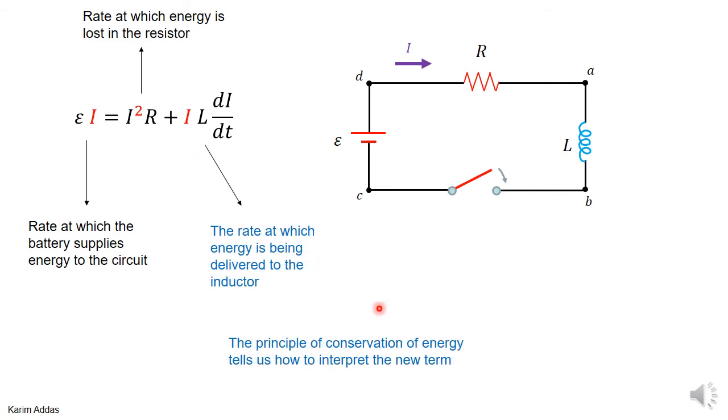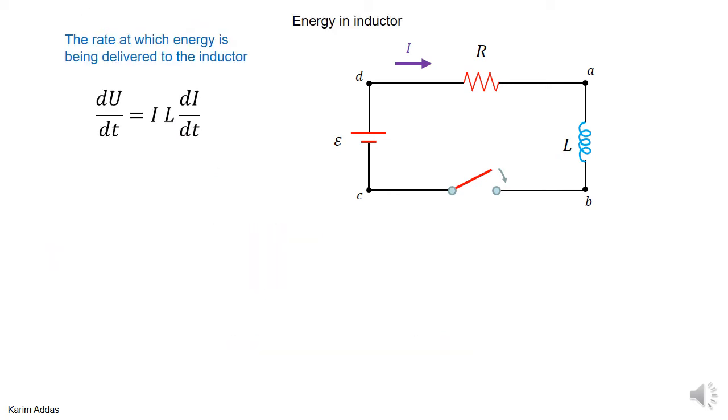Well, the principle of conservation of energy says that if the battery is supplying energy to the circuit and some of this energy is being lost in the resistor, that means there must be some energy also being stored in the inductor. And so this term would be the rate at which energy is being delivered to the inductor. So we have now an expression for the rate at which the energy is being delivered to the inductor. And how then could we find an expression for the energy in the inductor itself?